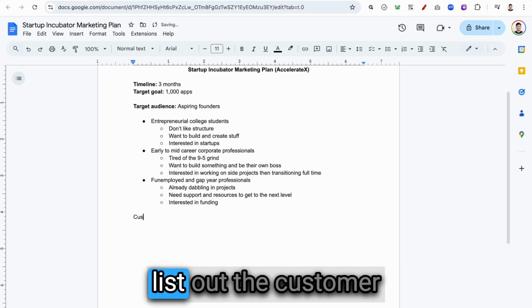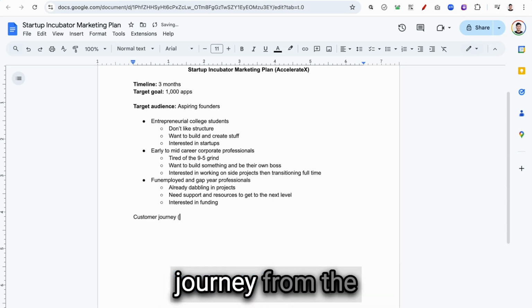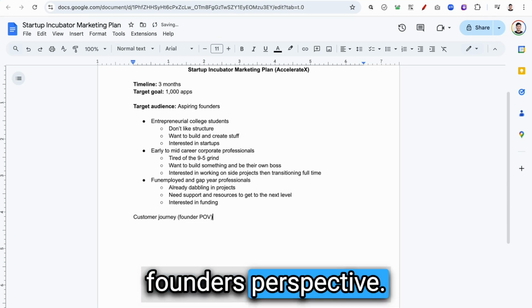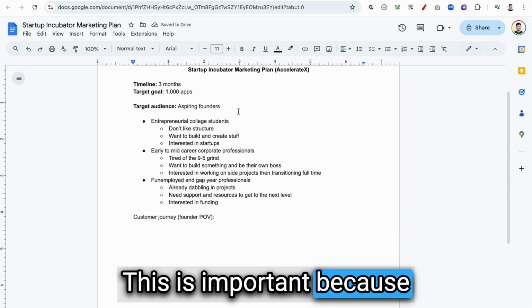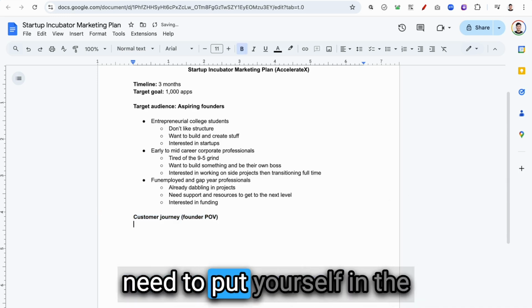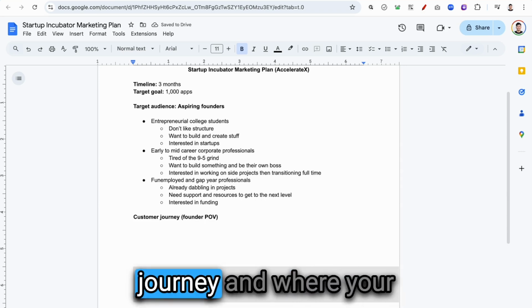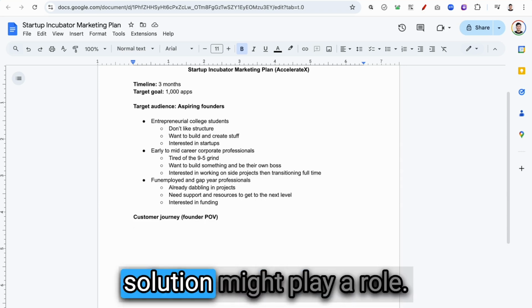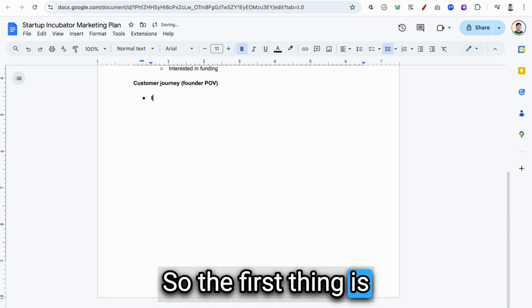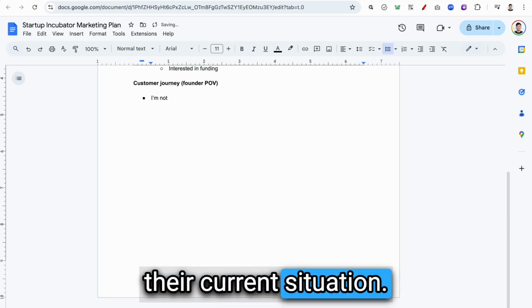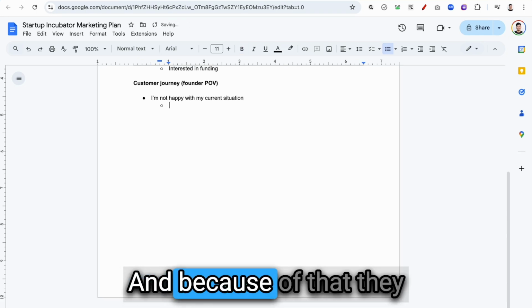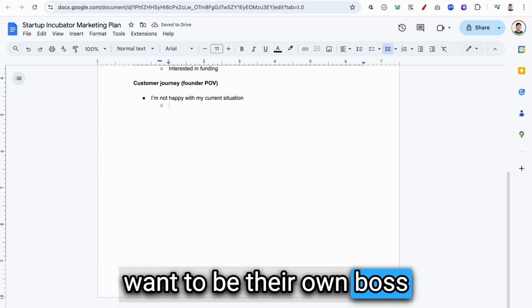Next, let's go ahead and list out the customer journey from the founder's perspective. This is important because as a product marketer, you need to put yourself in the shoes of the customer and understand their full journey and where your solution might play a role. So the first thing is they're not happy with their current situation, and because of that, they want to be their own boss and build something.